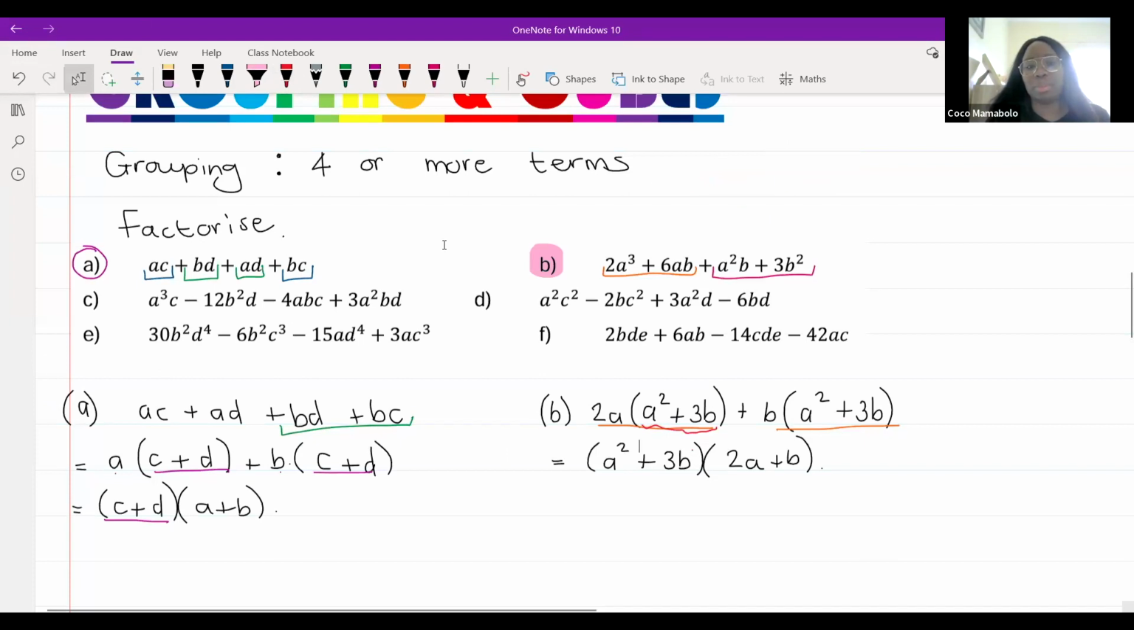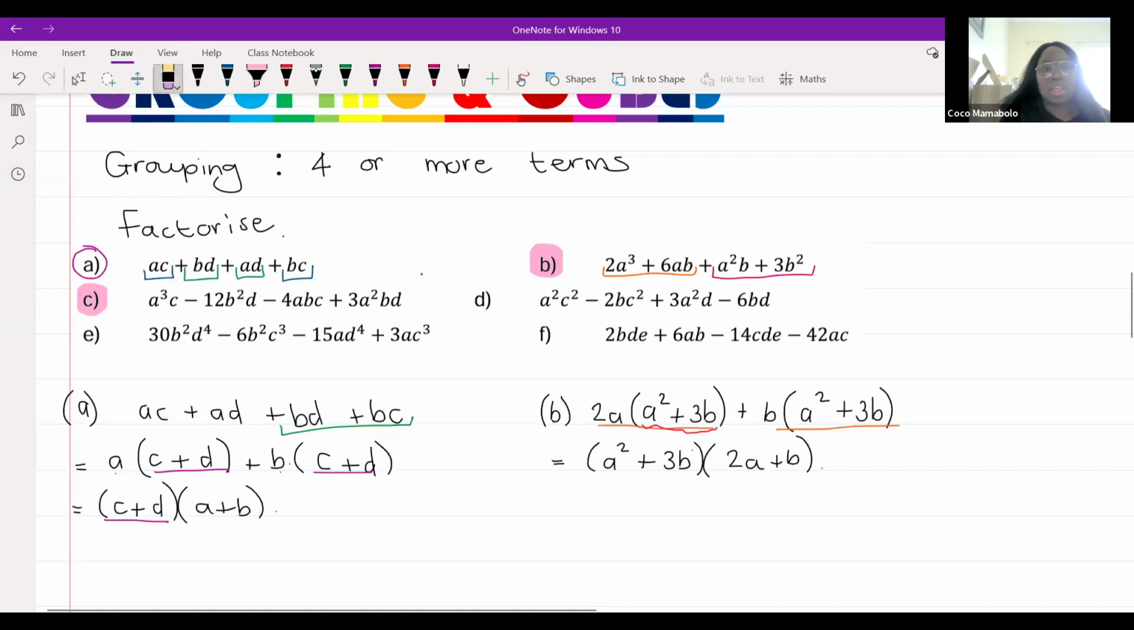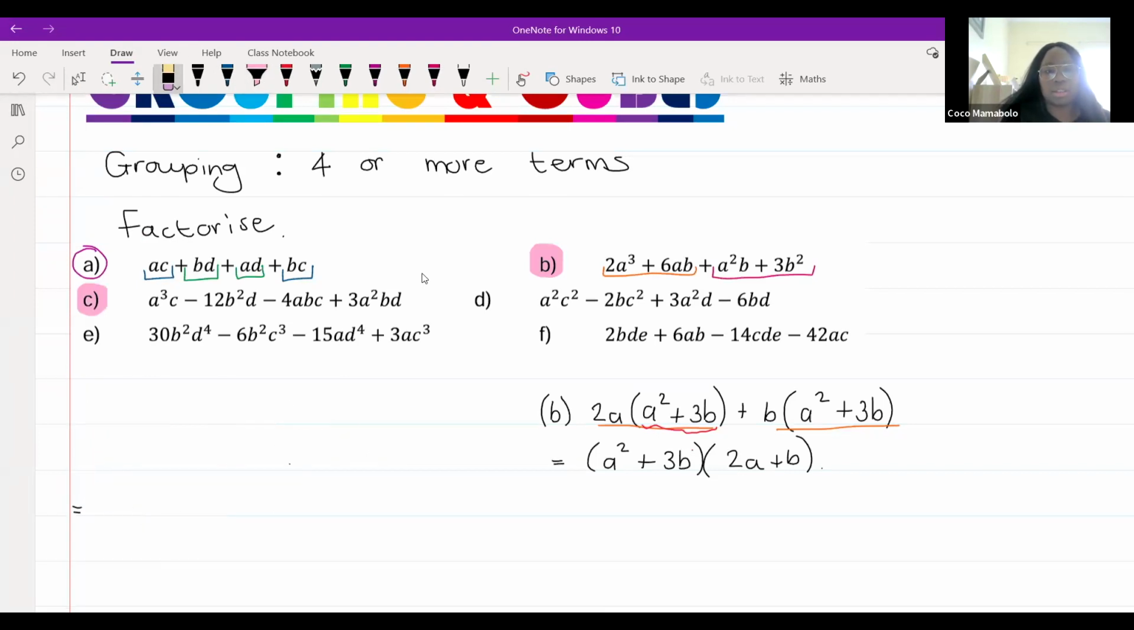We're going to do another example now. All right, let's all do C together. We're all going to try C. Let's have a look at C. Oh, that is not what we're looking at today. That is cubes. We're going to do that in just a little bit. Let's all look at C.